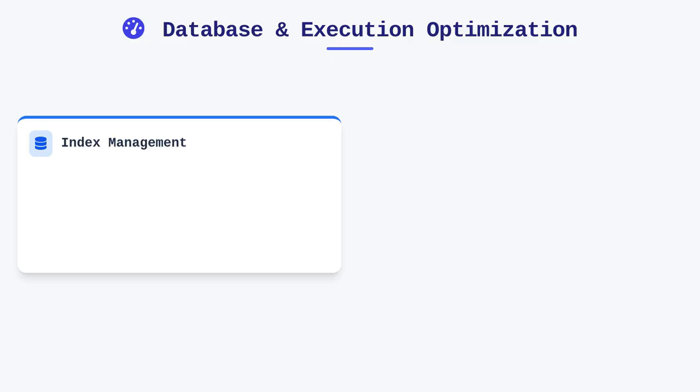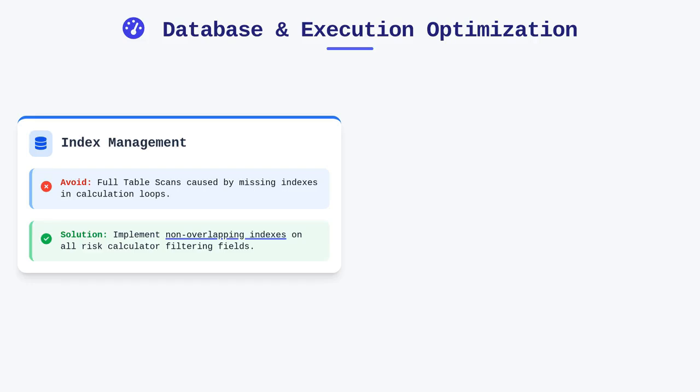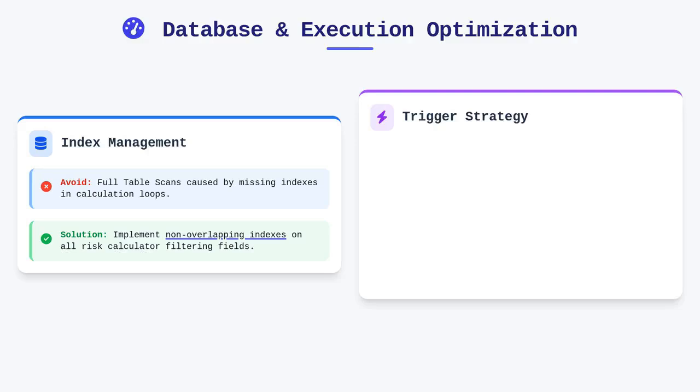Index management remains a cornerstone of efficient data retrieval in any relational database structure. If the calculation loop references fields that lack appropriate indexing, the platform is forced to perform a full table scan for every individual update. You should verify that the fields used in your filtering logic for risk calculators are covered by specific, non-overlapping indexes. Furthermore, take note of the synchronous versus asynchronous trigger mechanisms influencing these jobs.